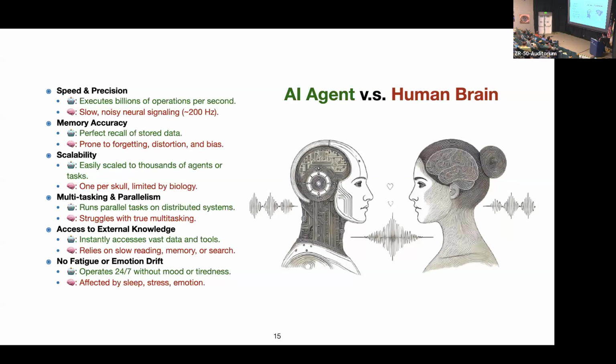But AI agents also have their own advantages, right? They have very high speed and precision across many modalities, and they have strong memory accuracy because they can scale up easily. They're strong in multitasking and parallelism, but this is the nature of their model architecture. They have access to external knowledge, since they read so much during training while we human beings can only read a tiny portion of it. And they have no fatigue or emotion drift. So by comparing the human brain and AI agents, we want to know what the good parts of both worlds are and how to bridge the gaps.